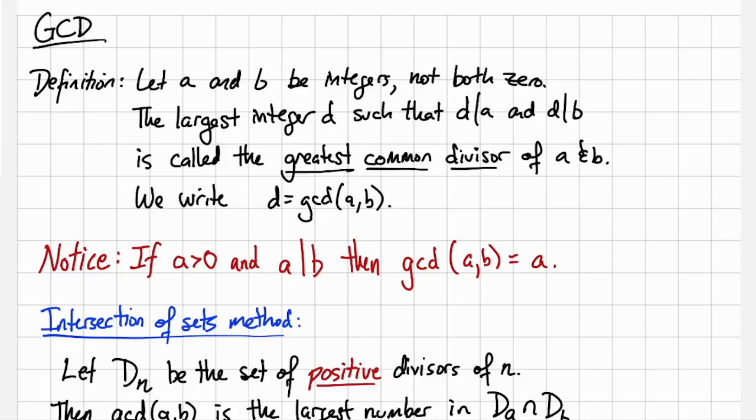Hi, welcome back. In this video we'll be talking about the GCD and the LCM. The GCD is the greatest common divisor. You may have seen this before as the GCF, the greatest common factor. So let's start with a definition.